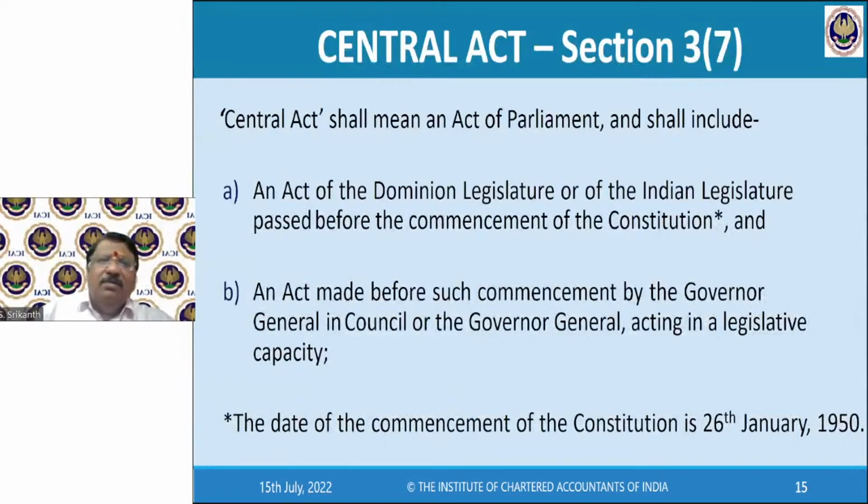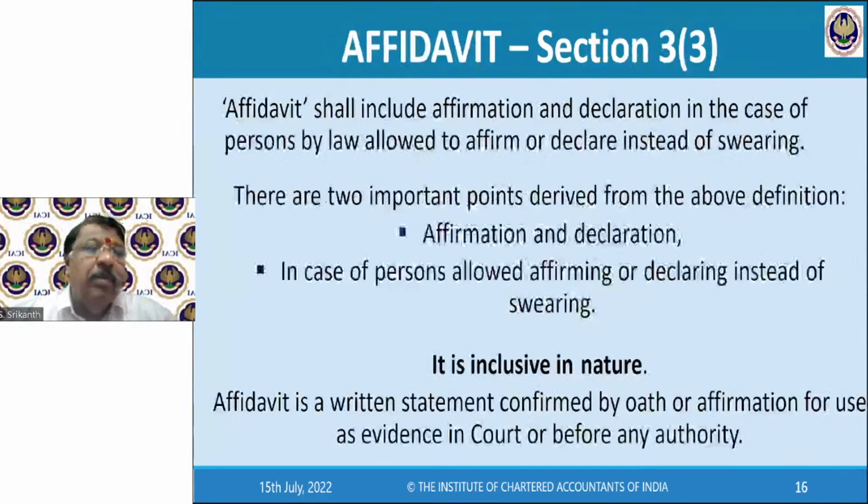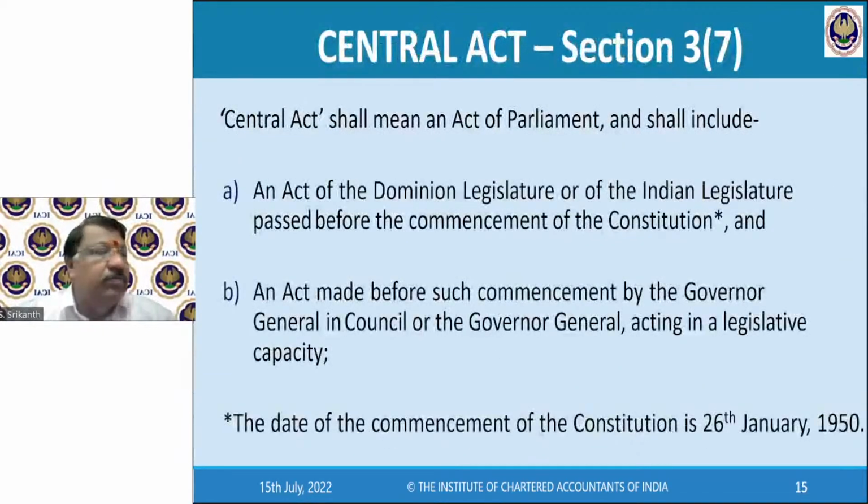Central Act of Parliament. Some of the older laws are also included here. The Act of the Dominion Legislature, which was there only between the two periods, 15th August 1947 to 26 January 1950. After that, the Constitution came. Once the Constitution came, the older laws were adopted. An act made before such commencement, before the Constitution, by the Governor General acting in legislative capacity. So these two are included.